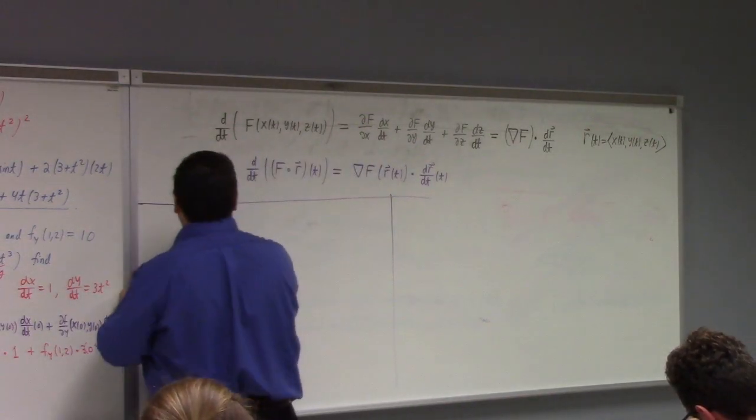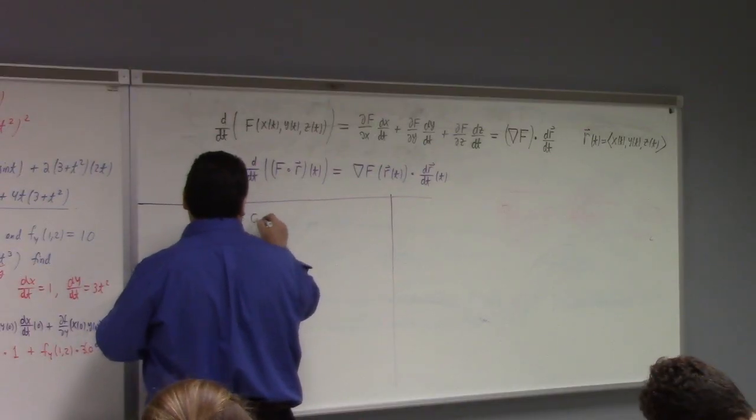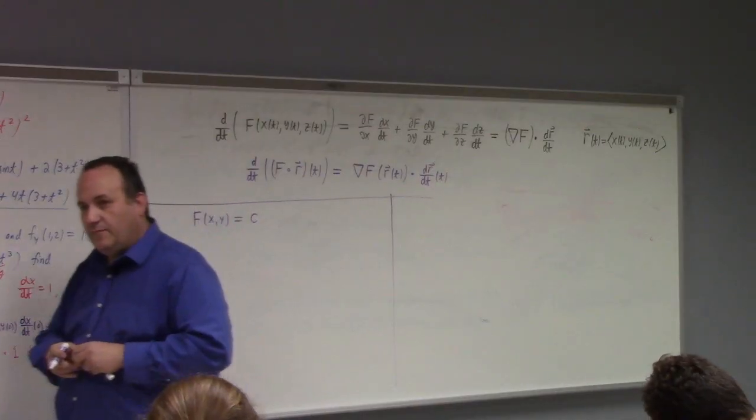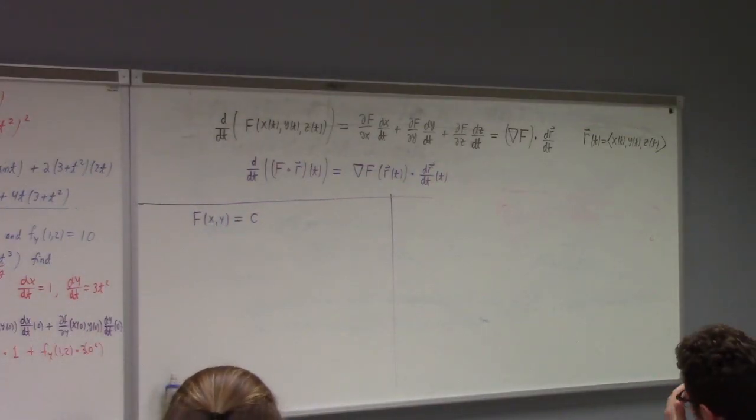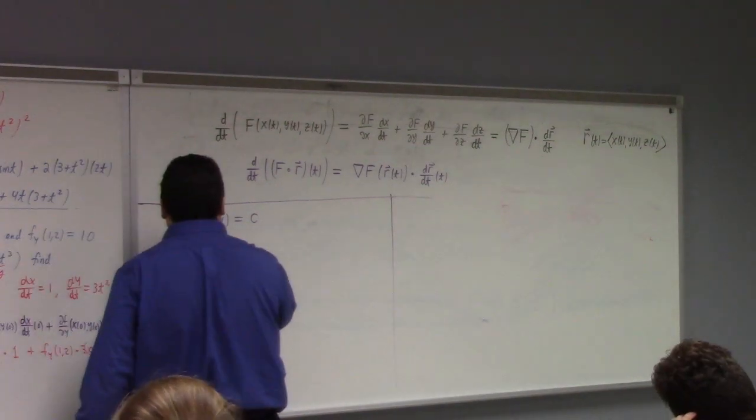Level curve. F of x comma y equals a constant. If we have a parameterization of that level curve, what does that look like? That's r of t equals x of t, y of t, right? How is it related to this equation, though? It's related in the following way, right?